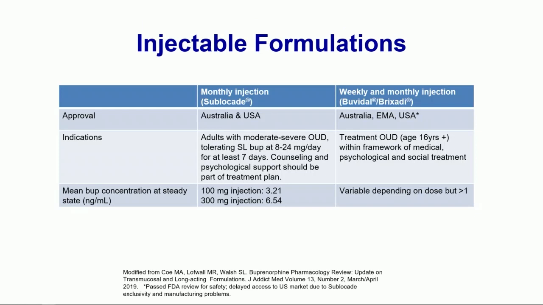So the last thing that I want to talk about is that there are injectable buprenorphine formulations available. There are two main products. One is a monthly injection called Sublocade, which has been FDA approved for probably about 2 or 3 years. In general, the FDA label says that you're not supposed to do treatment initiation with it, that it's supposed to be given to somebody who has received at least 7 days of sublingual buprenorphine lead-in. I certainly know people who have done it otherwise, and people seem to do just fine.